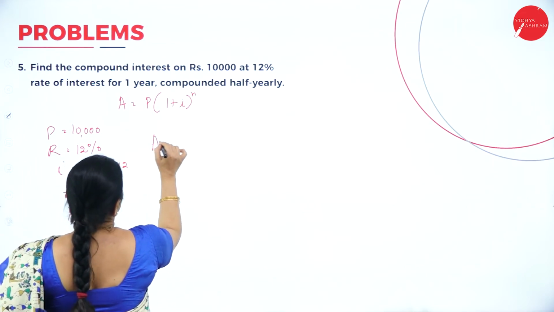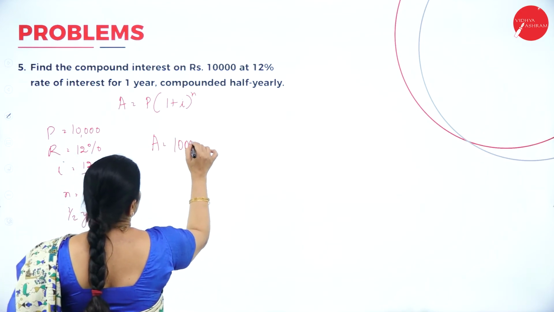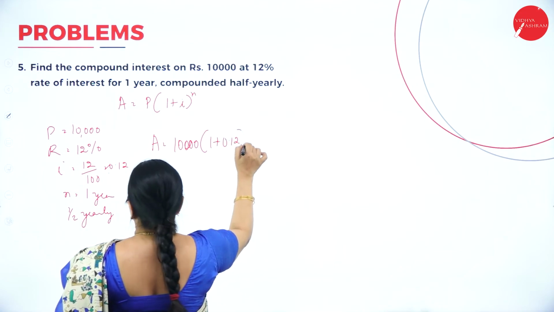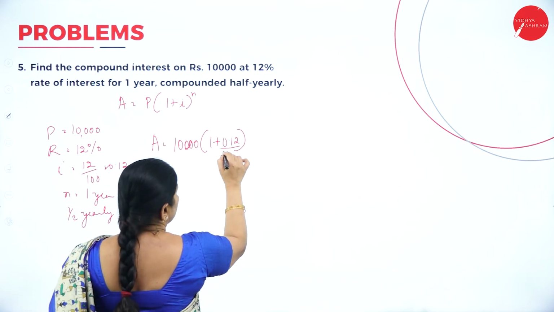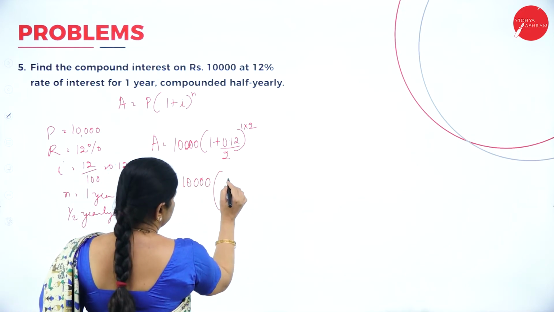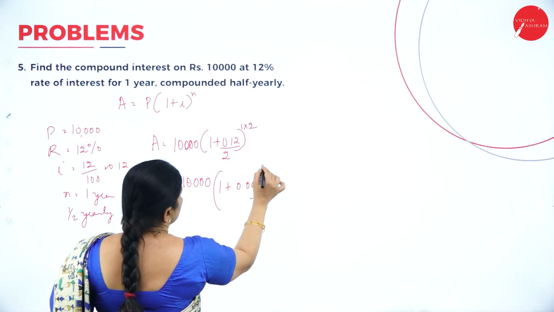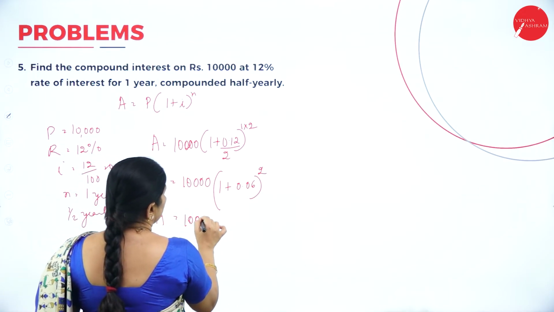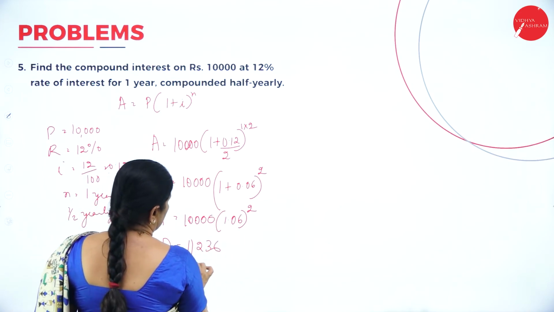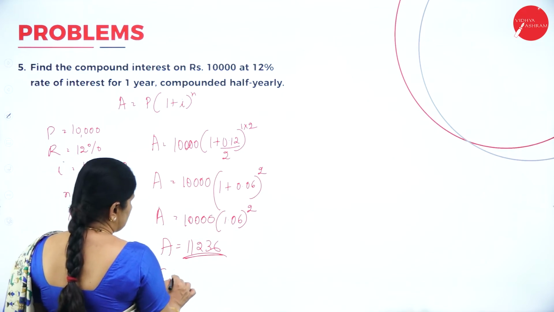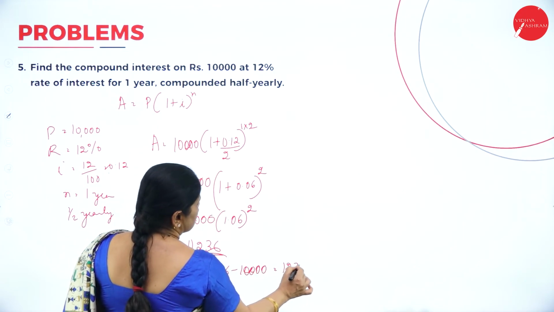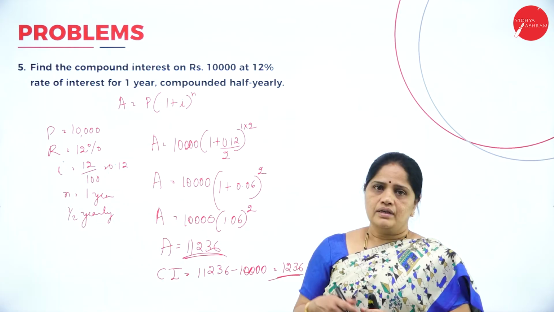So I get A equals 10,000 into 1 plus 0.12 to the power, so it is compounded half yearly, so divided by 2 into 1 into 2. So A will be equal to 10,000 into 1 plus 0.06 to the power of 2, or A will be equal to 10,000 into 1.06 to the power 2, that is 11,236. So compound interest will be 11,236 minus 10,000, that is 1,236. That is the answer.